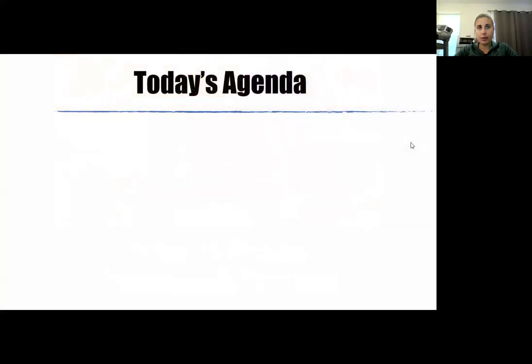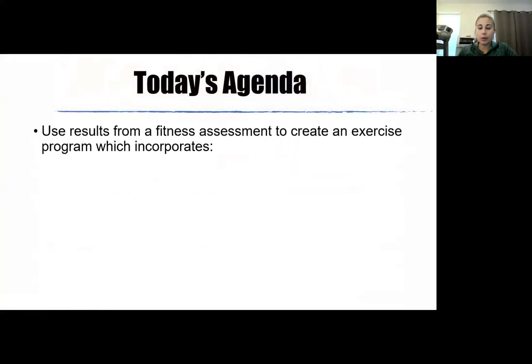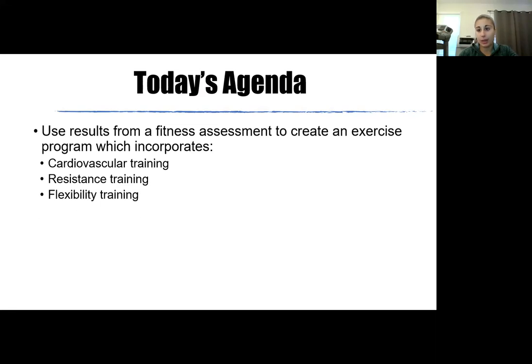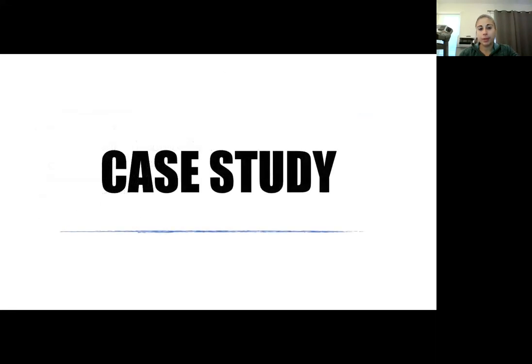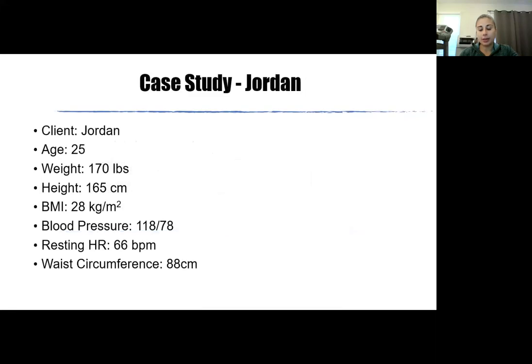So let's get right into it. We're going to create a program from some fitness assessment results, which I'll show you. Then we'll create a full program that includes cardiovascular, resistance training, and flexibility training. That's what you'll need to do for your assignment. All right, so here's your case study. This is just some preliminary information that you've collected from your client. If you have the handout with you, I have it as well to follow along, or have it open. All that is posted in the document.